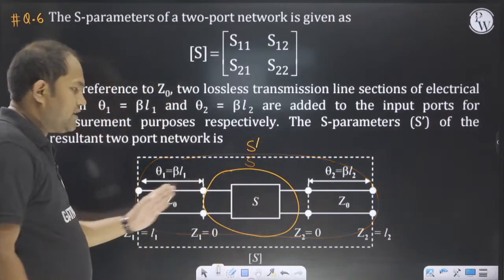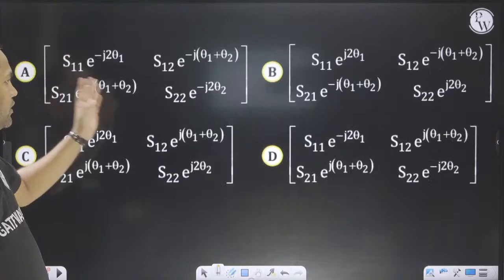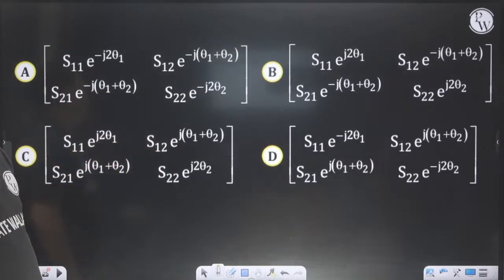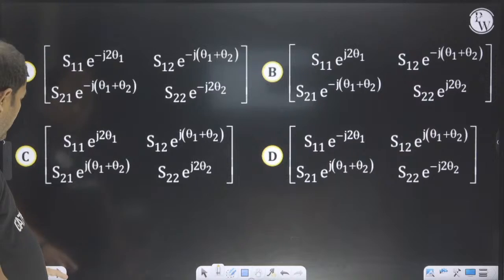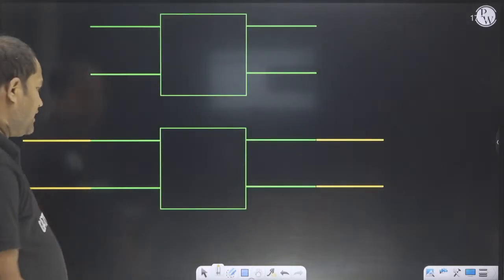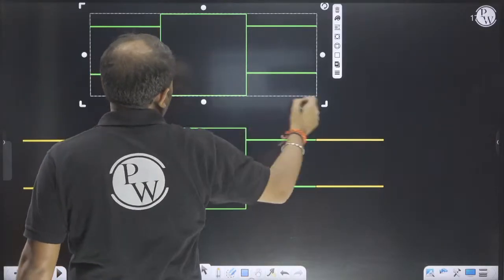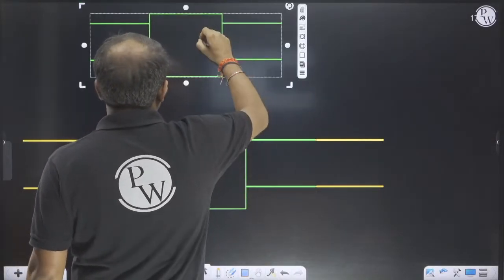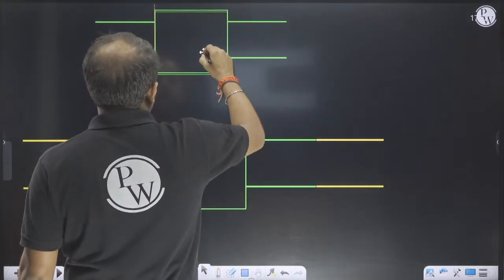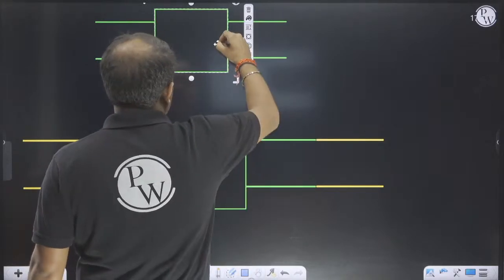So due to the addition of length, what will happen? They are asking this, and they have given four options. You have to choose the option accordingly. I will go for the theoretical concept and derive this, so that if they ask again, you will give the answer very carefully.